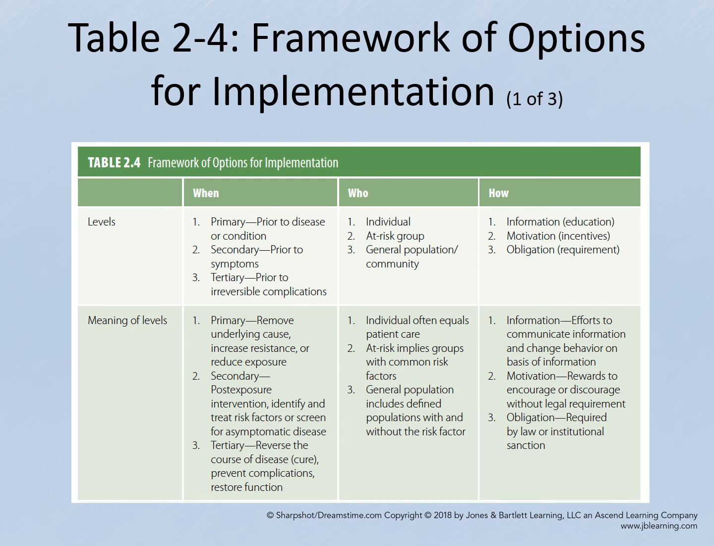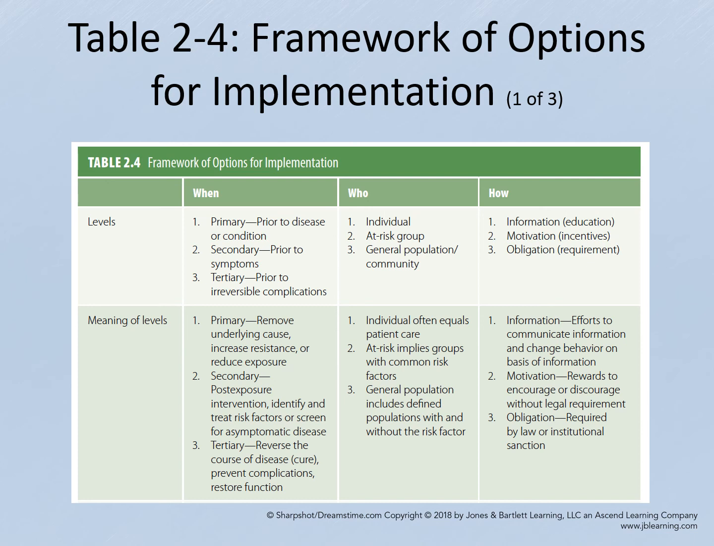That's the tertiary interventions. So who again? Individual often equals patient care. At risk implies groups with common risk factors. And general population includes defined populations with or without a risk factor. So the individual means the clinical care. At risk means we are targeting a population who are more prone to particular illnesses. For example, if you target a population with HIV/AIDS, that is an at-risk population. Then we are targeting all the interventions at the general population, which is the third level.